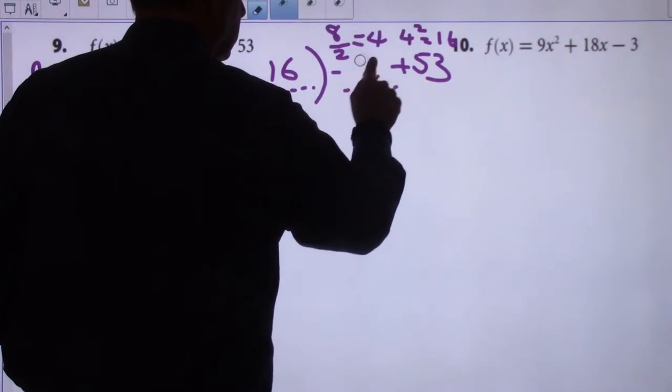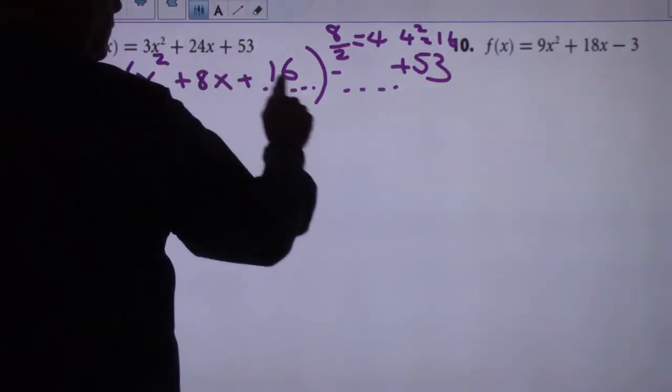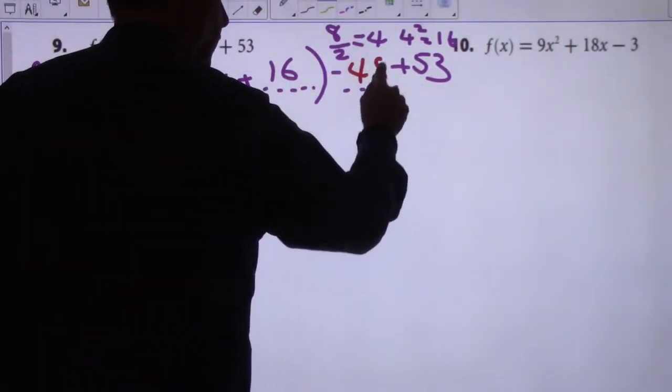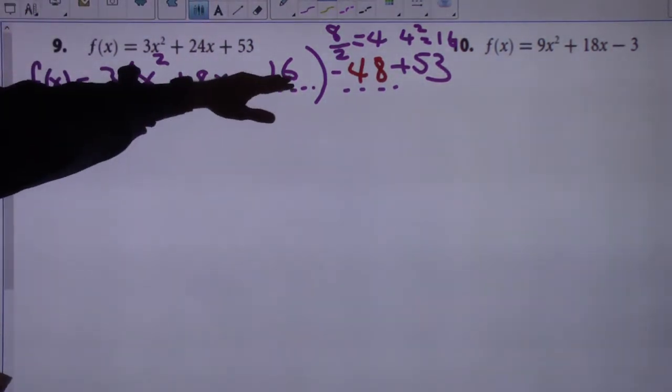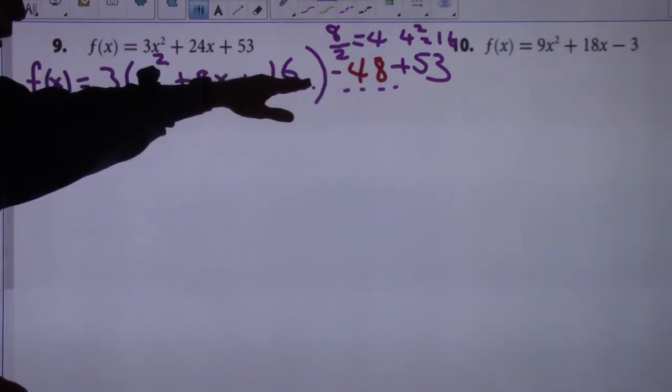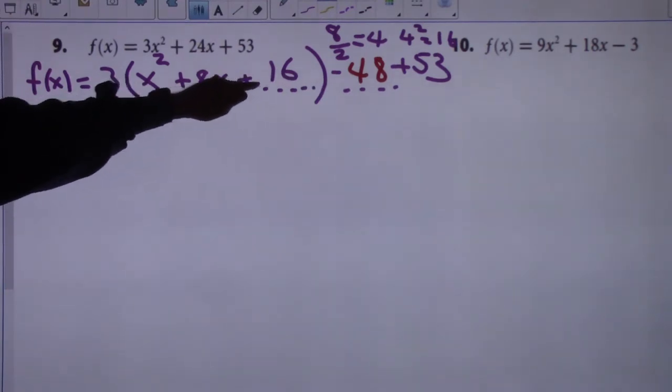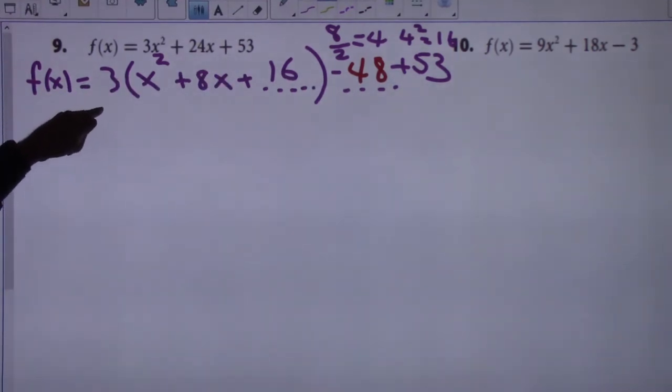Wait, can you say that one more time for me? 16 times 3 is 48. Yeah, because, Lincoln, we don't have to subtract the 16, because we really added 48 because of that 3 out there.